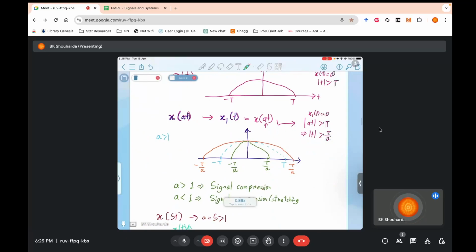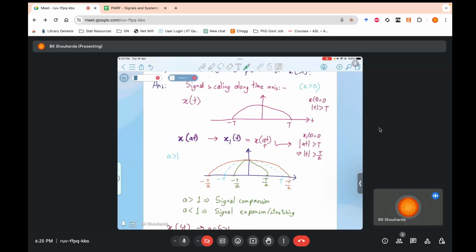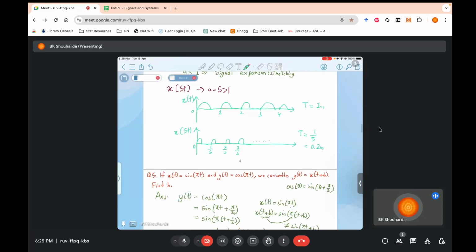Okay, so you see I've explained the concept of signal scaling along the time axis. You have signal x(t), you have this x(at), where a is the scaling factor. A greater than 1 implies that the signal is being compressed, a less than 1 implies that the signal is getting expanded, as I explained earlier as well.